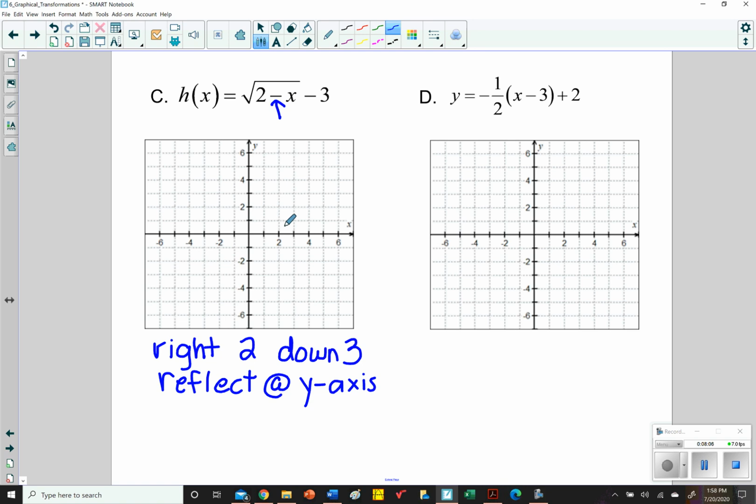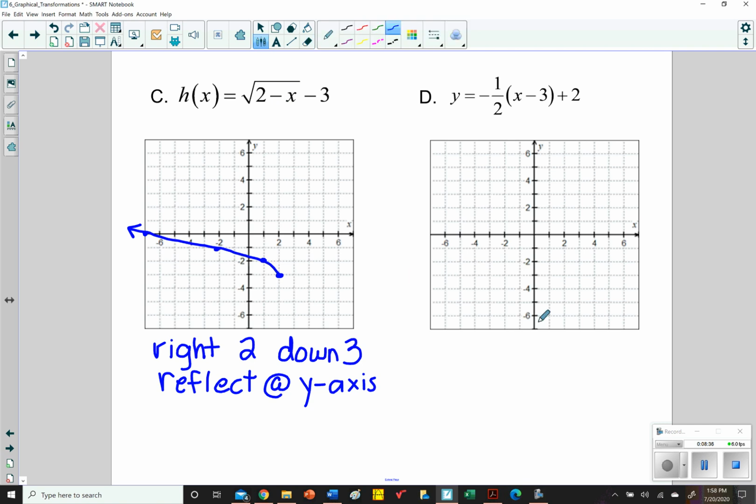So HK is our starting point or vertex type of point, 2, -3, and 1 up, so it's like a sideways parabola. 1 up, 1 left, 1 up and 3 left, and 1 up and 5 left would be off the graph. And the square root parent function has been translated to look like that.